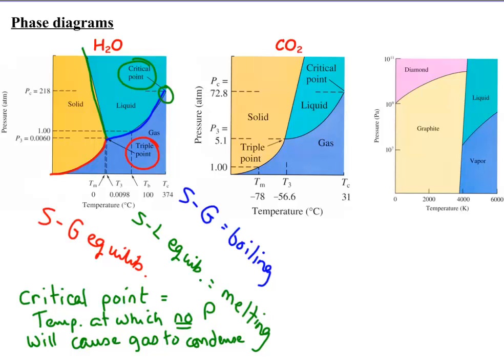So critical point, triple point, phase diagram is different for every single substance. So we have water on the left, we have carbon dioxide on the right, and the main difference, other than the pressures and the temperatures at which these values occur, is the angle of the liquid-solid equilibrium line. If you look at water's equilibrium line for solid-liquid, it has a negative slope. Most phase diagrams are like carbon dioxide, and the solid-liquid equilibrium line has a positive slope.